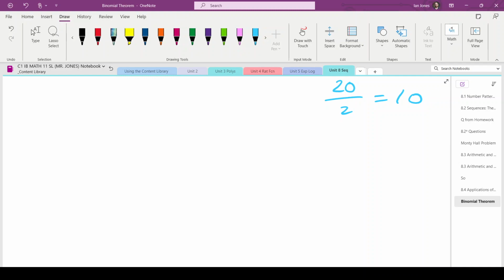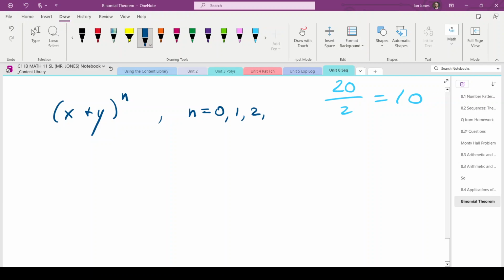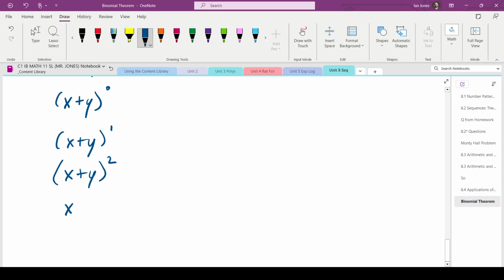What next? Well, look at this. So there's actually another connection. Let me take, for example, x plus y to the n. We're going to calculate x plus y to the n for n starting at 0, going to 1, 2, 3, 4, and so on. Why don't you go ahead and calculate x plus y to the 0, x plus y to the 1, x plus y squared, and maybe also x plus y cubed, and see what you come up with. Pause the video and try that out.